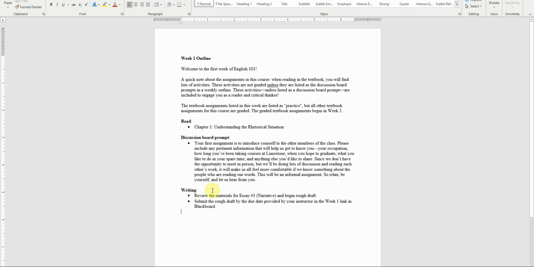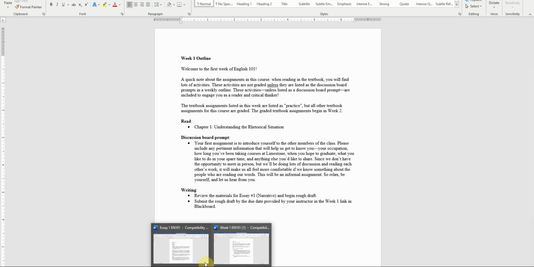Next, you have the writing section. Two bullet points here. Review the materials for Essay 1. It's a narrative, more specifically a personal narrative, which I typically refer to as a memoir. Start that rough draft and then submit the rough draft by the due date assigned, which as we know now is January the 19th. So let's take a look at that assignment.